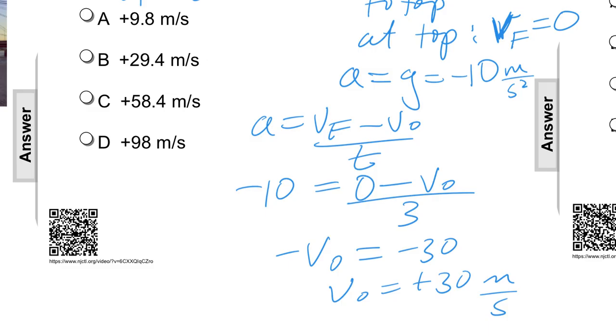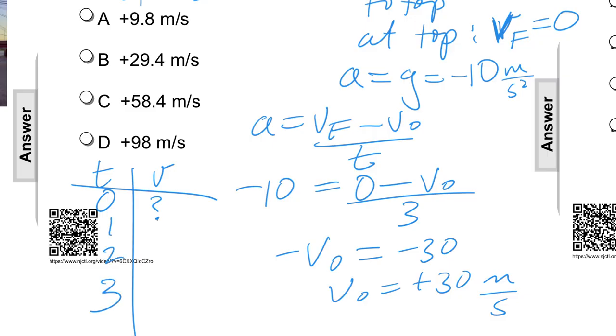Now, you could have set up the positive physics way of doing it, the time and the velocity. So at time 0, the velocity was unknown. At 3 seconds, I know it was 0. So it's going up.